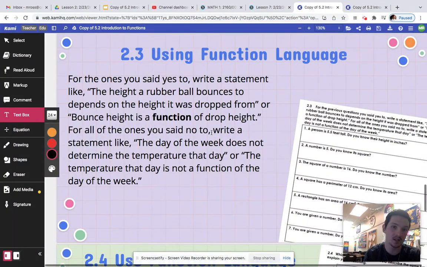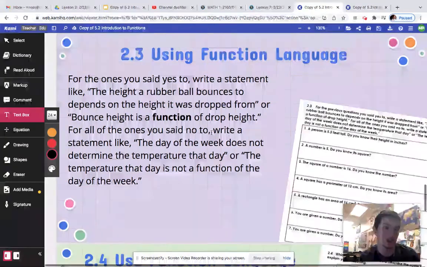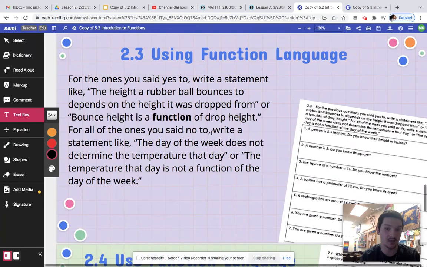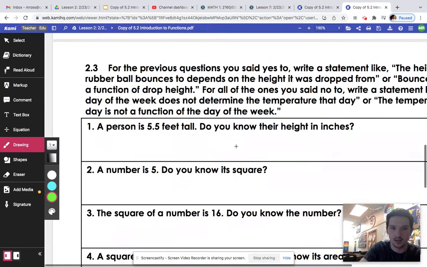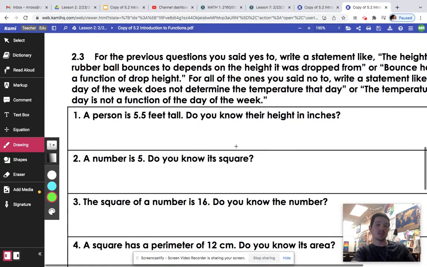For all of the ones you said no to, write a statement like, the day of the week does not determine the temperature of that day, or the temperature that day is not a function of the day of the week. So for instance, let's go down here. The first one says a person is 5.5 feet tall. Do you know their height in inches? And we can say the height in inches is determined by the number of feet tall the person is, okay?